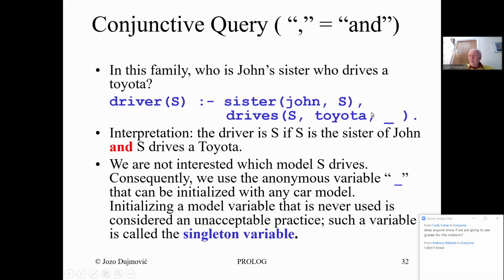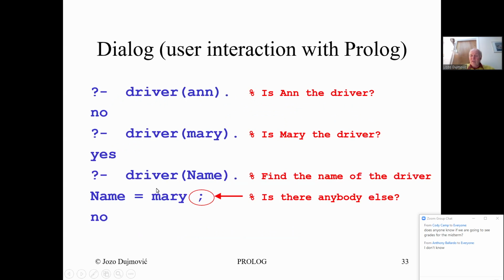So I have here the rule that has the driver is S if driver S is sister of John and drives Toyota. So this is the rule to find this driver. Now, when I use this rule and say, give me this driver, how will this work? I say driver is somebody who has a name, give me that name. And the name will be Mary.